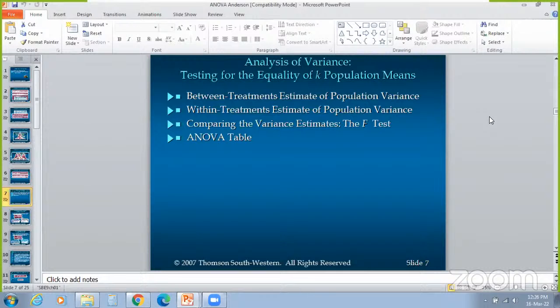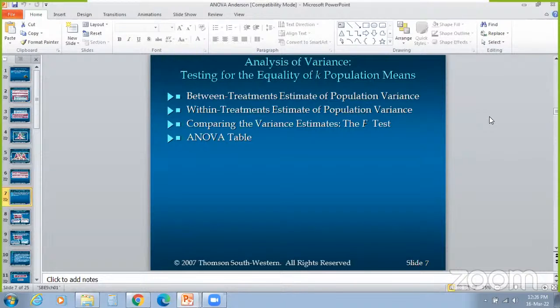So we have to calculate two things, which are called by different names. In some books, they are called between variations and within variations. Here they are called between treatments and within treatments. Though the nomenclature is different, there is no difference in meaning. Between variation means between treatments, and within variation is equivalent to within treatments. That's why we have to estimate these two and compare these variance estimates using the F test.